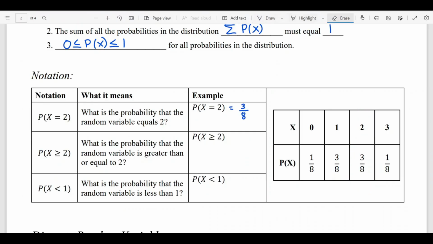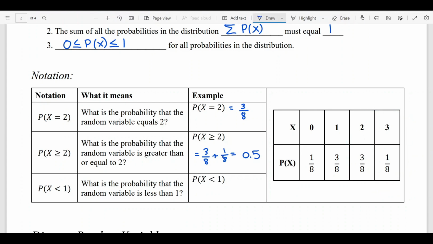Okay. Now the probability X is greater than or equal to 2. What is the probability that the random variable is greater than or equal to 2? Our random variable being coin tosses. So greater than or equal to 2, meaning including 2, and then everything greater than it, of which there's only one value greater than 2, that's going to be 3. So to find these probabilities, I'm going to add up the 2 probabilities that I have there to get 1/2.